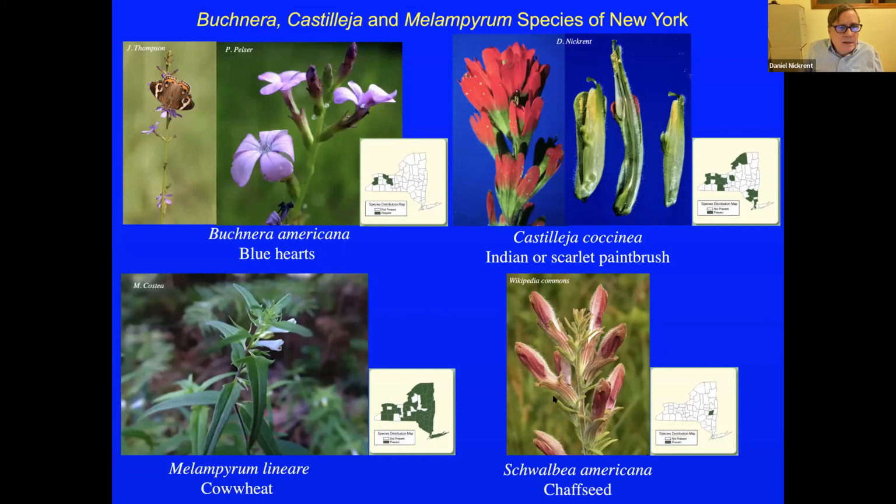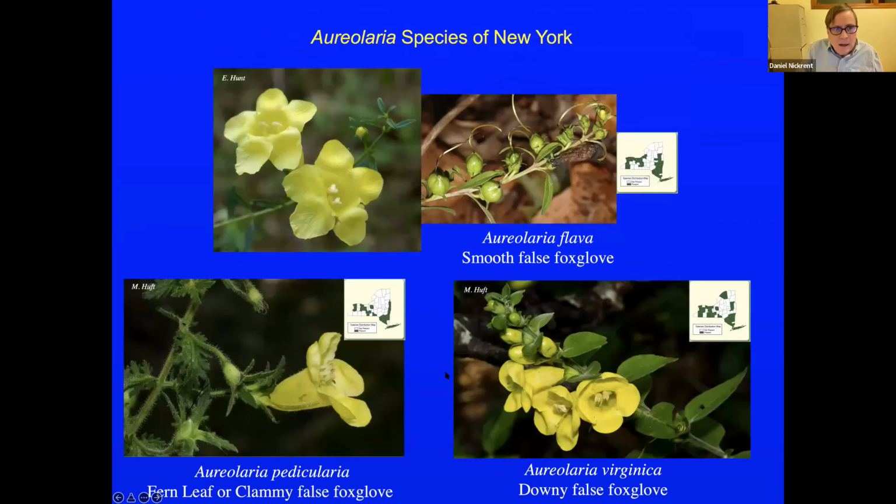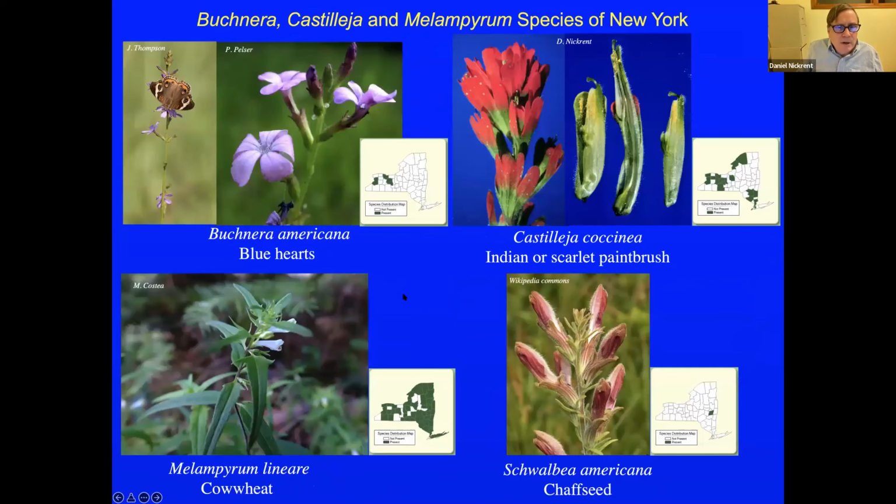And you can see that it's being visited by a buckeye butterfly over here. Buckeye lays its eggs specifically on Orobanchaceae. There's some buckeye eggs on the calyx of that Buchnera. So this is one of our wildflowers that I would like to see restored, brought back to some of our locations.